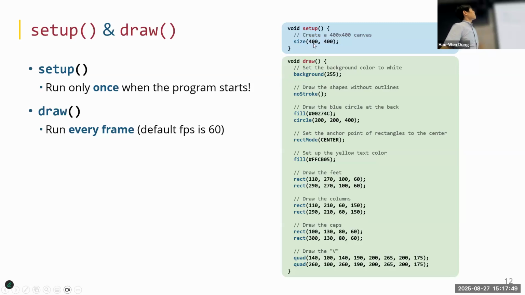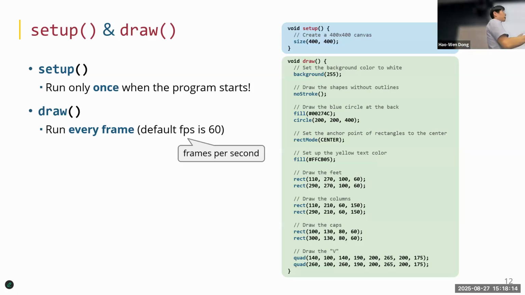So this setup, size 400, 400, will only be executed once. And then the draw function will be executed again and again, just like how the computer is making all the animation that will change over time, and do this again and again. And the default frame per second is 60. So think about it like, you are actually creating not a static program. You are creating an animation. You're creating a game. You're creating a video that keeps updating over time with what you write in the draw function.